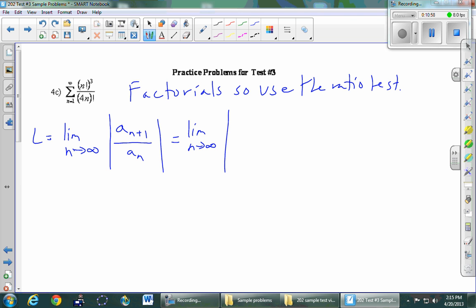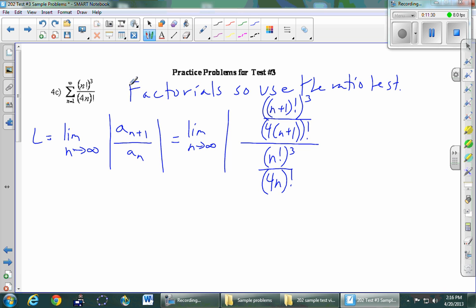So a sub n plus 1, well, let's start downstairs. That's easier. It's just a sub n, which is the original term in the series. N factorial cubed over 4n factorial. Upstairs is the next term, the n plus first term. So all of the n's that we just wrote downstairs get replaced with n plus 1s. So this becomes n plus 1 factorial, and it is cubed, divided by 4 n plus 1 factorial. All the n's become n plus 1s.